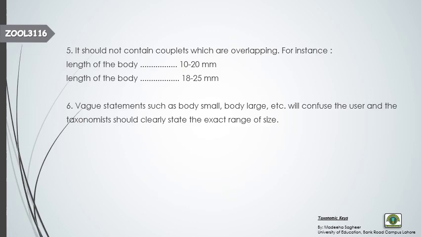Vague statements such as body small, body large will confuse the user, and the taxonomist should clearly state the exact range of size. Again, exact range of size is very important. If you have just given small and just given large, small could be very small, it could be in centimeters, it could be in millimeters, and large could be very large. So in case of the lengths, you need to be very careful. You need to add the proper measurements, otherwise your key would not be enough to identify the correct specimen.